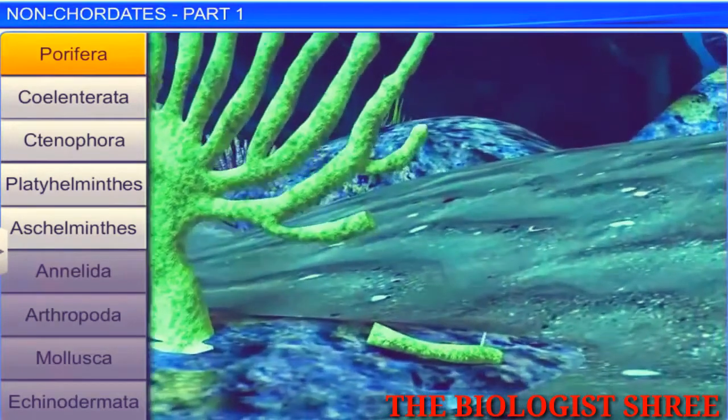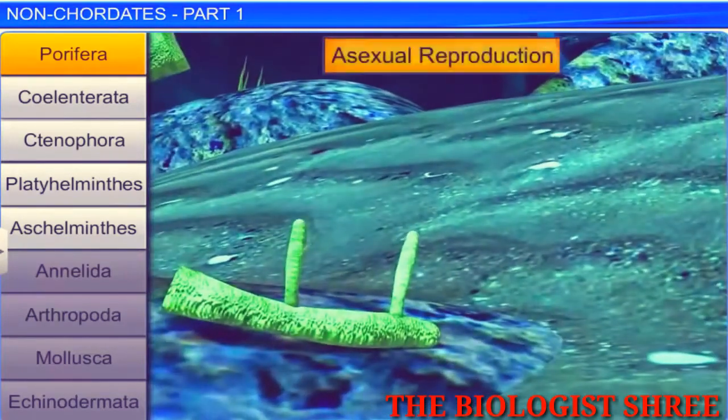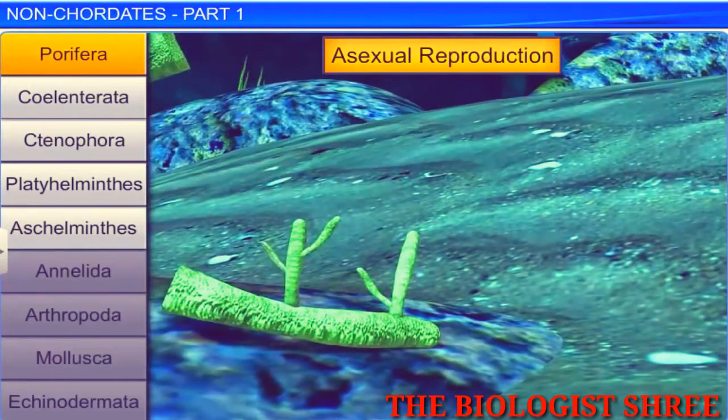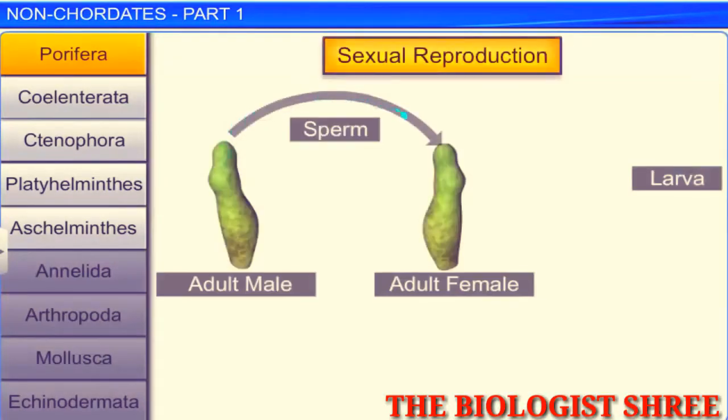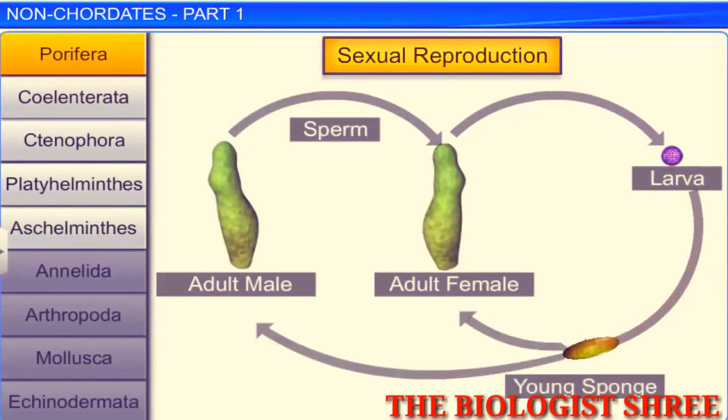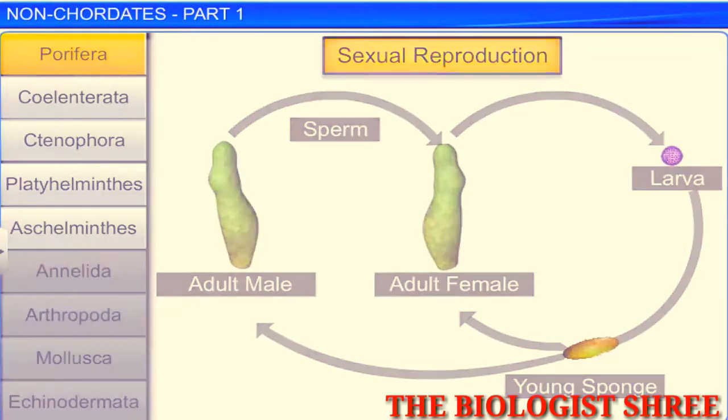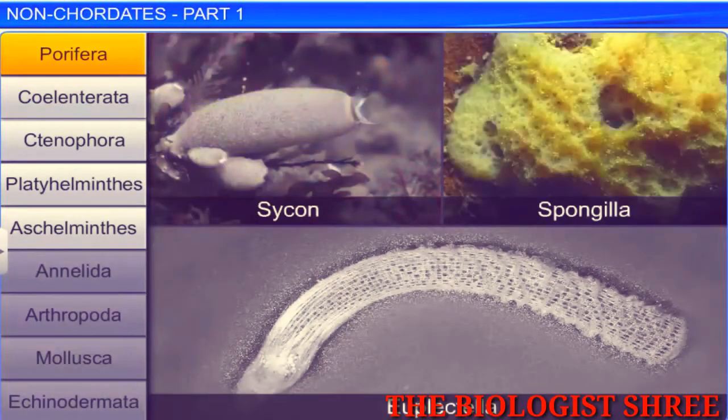Sponges are hermaphrodite, and they reproduce asexually by fragmentation as well as sexually by formation of gametes. In sponges, fertilization is internal with indirect development. Scypha, Spongilla, and Euplectella are some common examples of sponges.